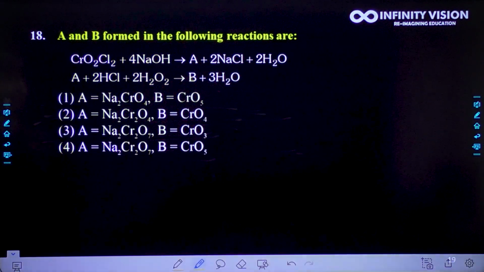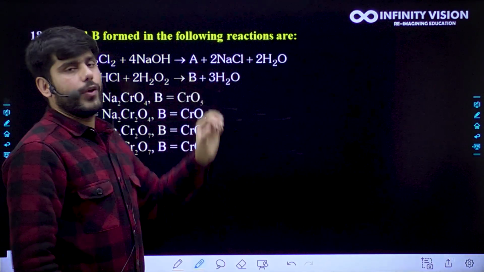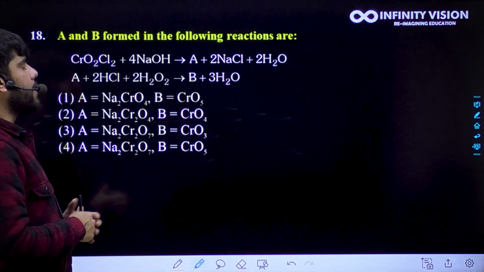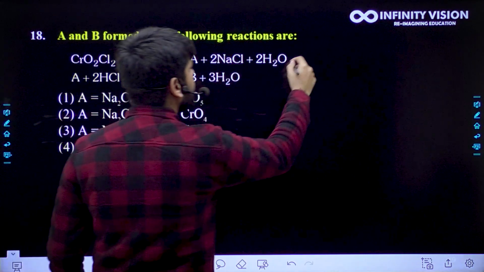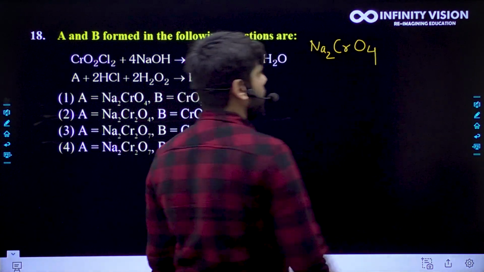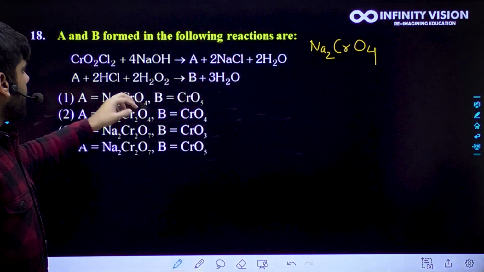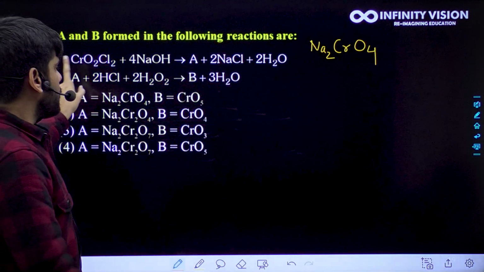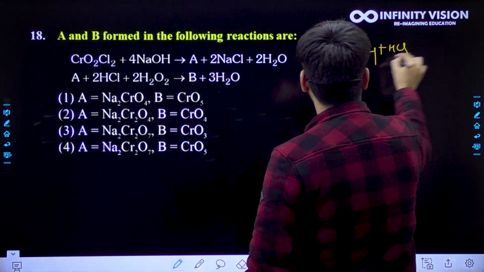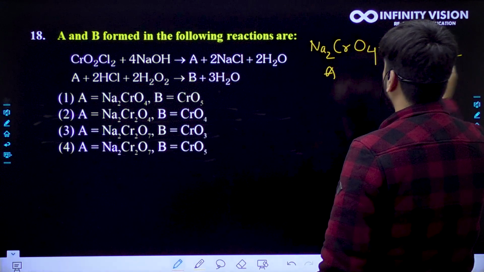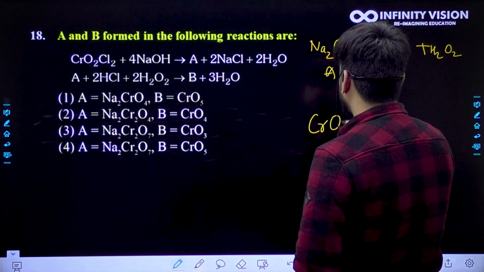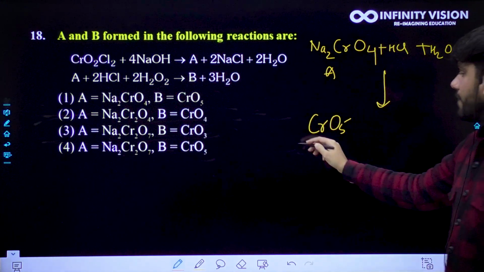The next question is: A and B formed in the following reactions are, okay. So we have chromyl chloride on reaction with NaOH. What do we get? We get a yellow colored compound, which is sodium chromate, plus NaCl plus H2O. Now sodium chromate on reaction with HCl, which is A, in the presence of H2O2, gives rise to chromium 6 oxide, that is CrO5. This is unstable.